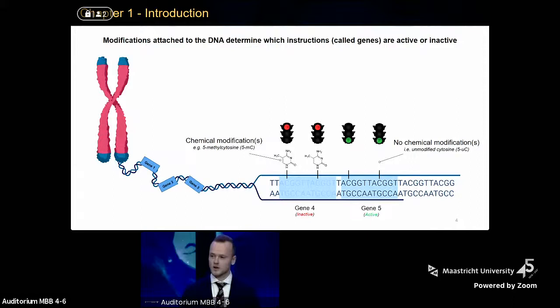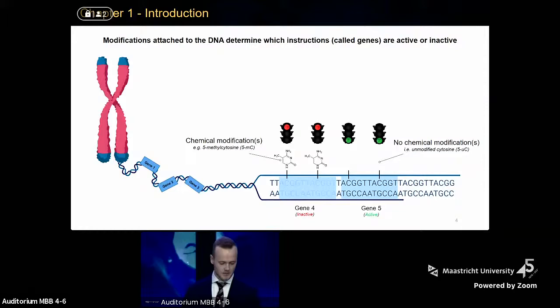One example of these modifications, as you can also see here in the slide, is called 5-methylcytosine, or in short, 5-mC. And this modification itself basically works like a traffic light. So as you can see, when the modification is present, the traffic lights are on red, meaning that the instruction or the gene is inactive for the cell. And when the modification is absent, the traffic lights are green, meaning that this instruction or the gene itself is active and used by the cell.